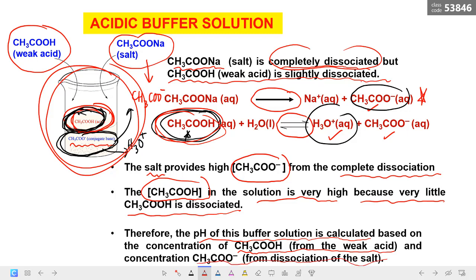dissociation of salt. Jadi, komponen ini, okay, saya gunakan warna pink ni. Okay, yang akan memberikan efek kepada pH tu. Sama ada pH itu maintain ataupun berapa pH buffer tu nanti bergantung kepada concentration dua species ini. Acetic acid from the weak acid and the acetate ion from the salt.